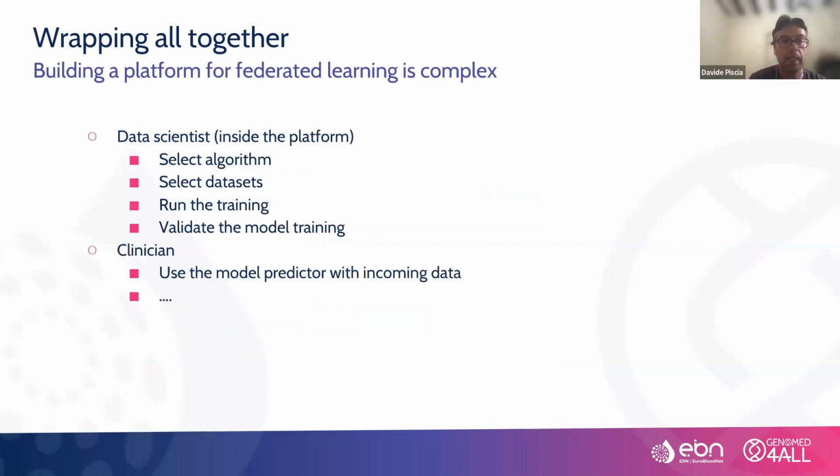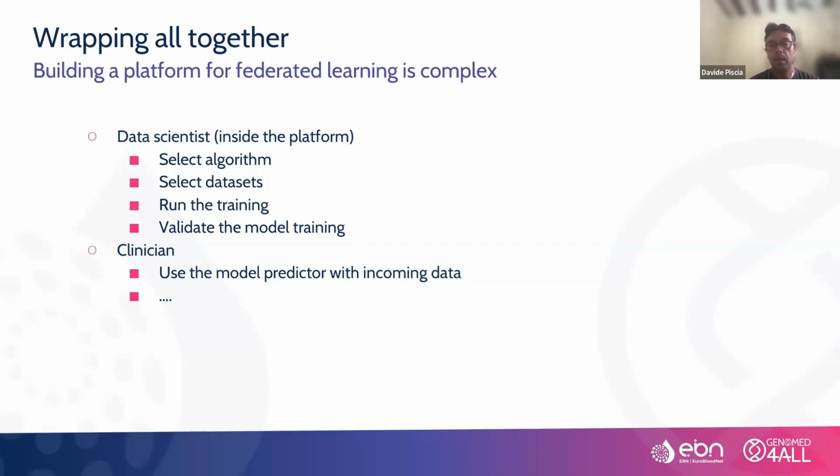So this is still the data scientist. Once he has validated the algorithm, the model, he can upload the model to the platform, and then he can generate a training. To generate a training, he will need to select an algorithm, a model, from the UI, select a set of data sets, configure the parameters, then run the training. And once the training has finished, he can check the accuracy results and validate the model.